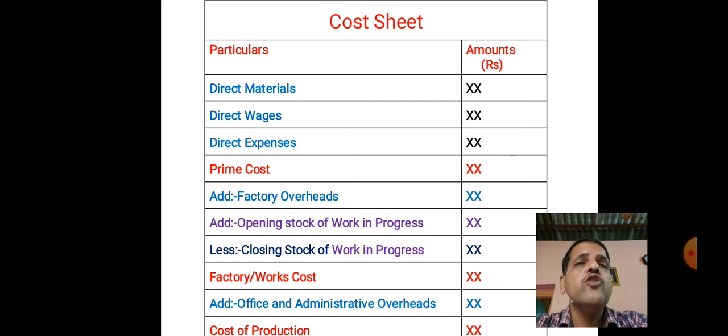These are the wages of productive workers. So it includes wages to productive workers paid as well as unpaid, that is payable. Then allowances and bonuses to productive workers. Also it includes cost of amenities to productive workers.